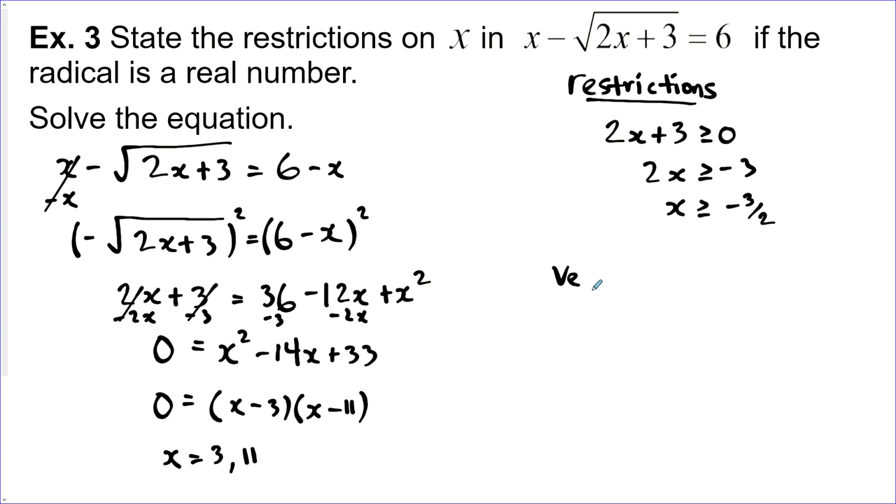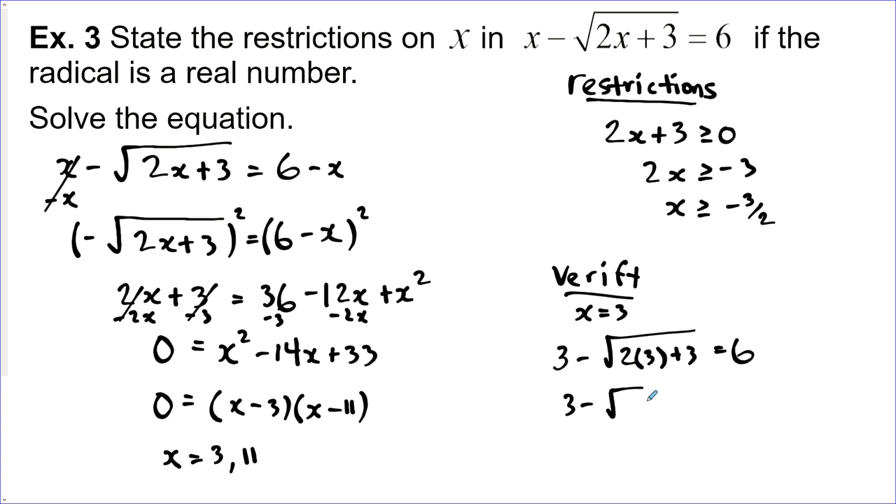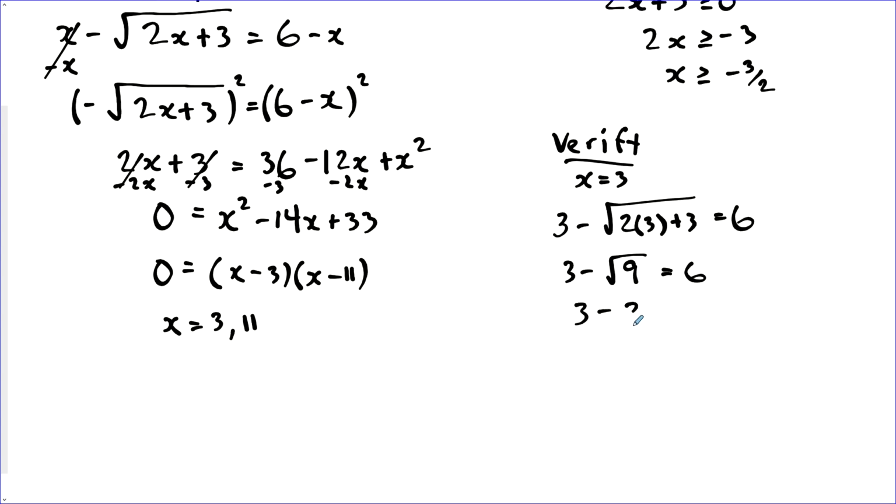Now we need to verify. Make sure those are good solutions. So everywhere where we see an x, let's first try 3. x equals 3. So we've got 3 minus the square root of 2 times 3 plus 3, which is 6. And this is 6 plus 3, which is 9. Equals 6, and the square root of 9 is 3. So we actually get 3 minus 3 equals 6, and no, it doesn't. So that doesn't work. So 3 is extraneous.